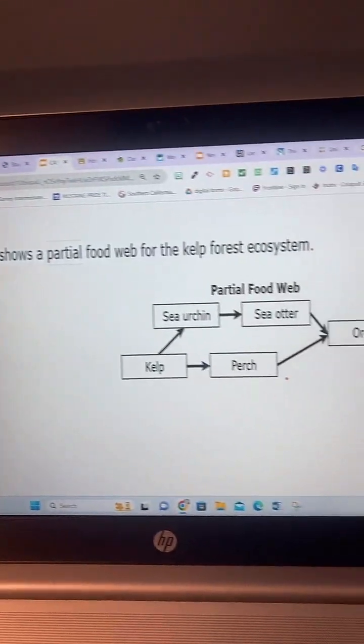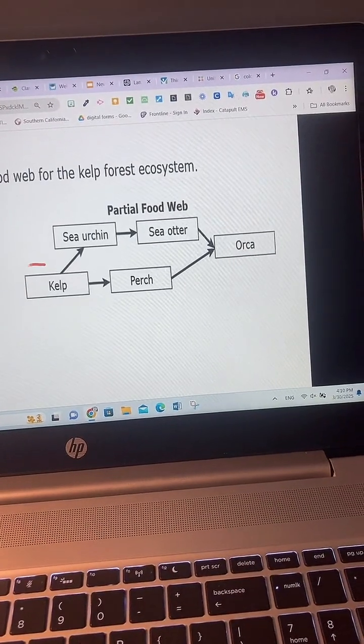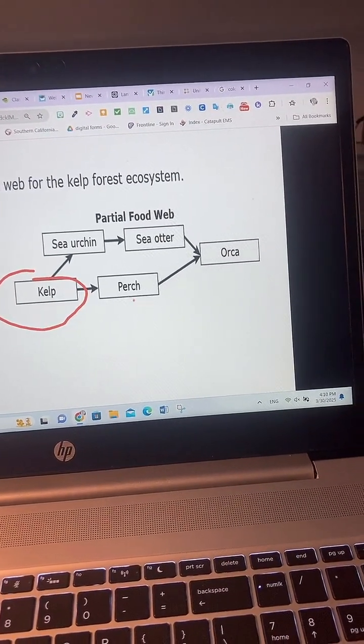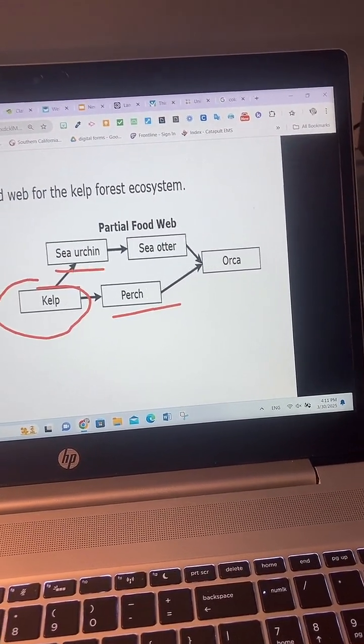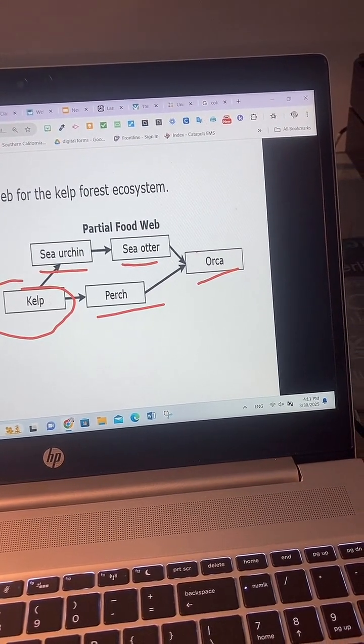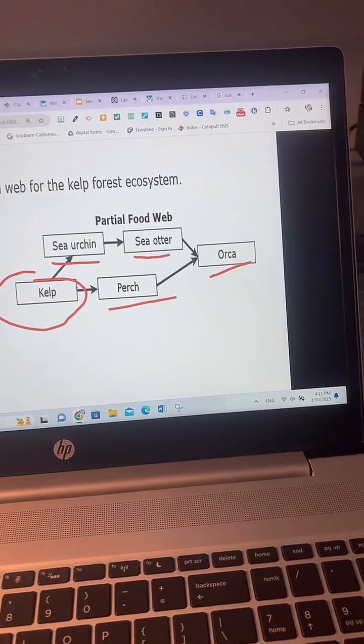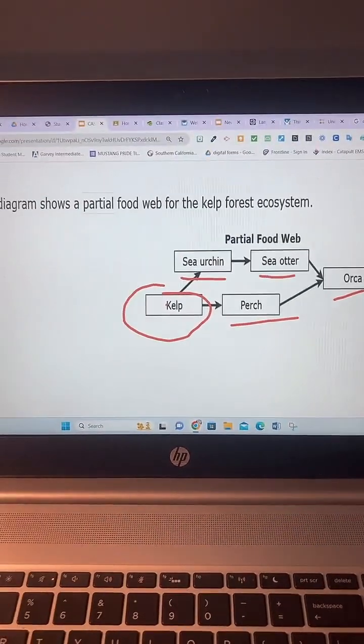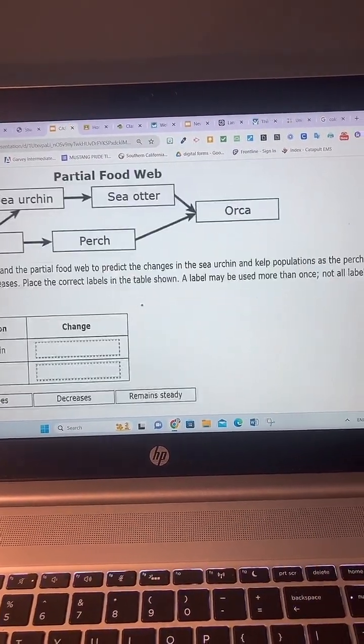Here's the diagram showing a partial food web. So what you should see is the producer here is the kelp. Perch eat the kelp, and so do sea urchin. Otters eat sea urchins, orcas eat both sea otters and perch. That's basically the way you should see that. And that's going to help us in understanding why it happens.